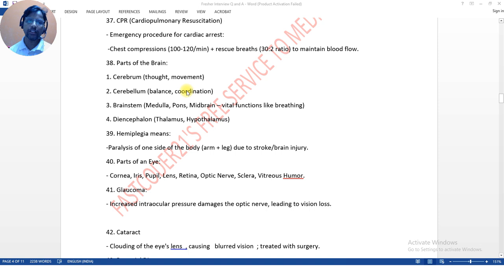So the brain has four important parts. Cerebrum, which is useful for thought and movement. Cerebellum, which is useful for balance and coordination, as well as the brain stem, which includes the medulla, pons, and midbrain, and handles vital functions like breathing. Okay. Next, diencephalon, which contains the thalamus and hypothalamus. Okay. So these are the parts of the brain.